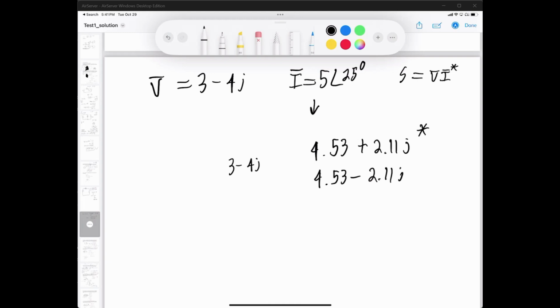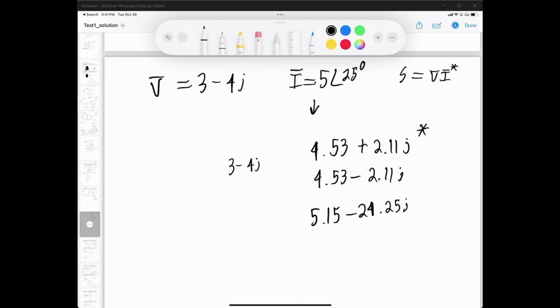You should have complex mode in your calculator. It makes it way easier. We get 5.15 minus 24.45, not I, but J.